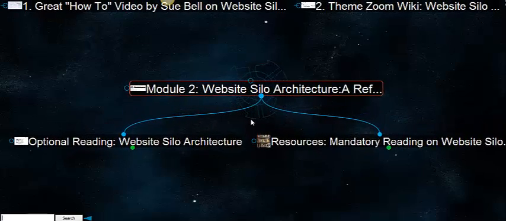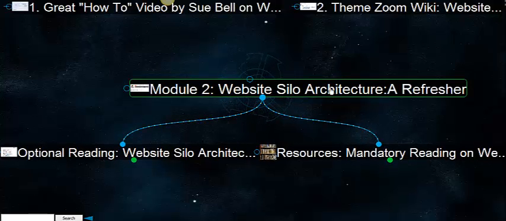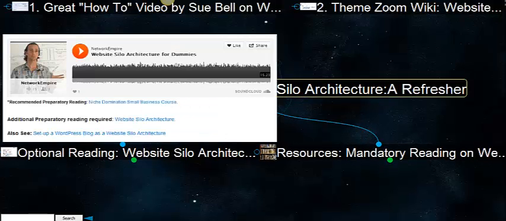Module 2 is really a website silo architecture refresher course. So those of you who've actually taken the website silo architecture courses in the past, or maybe have even built out websites that already have website silo architecture, then this course is not going to be necessary. This module may not be as pressing as it might be for someone who is unfamiliar with website silo architecture.